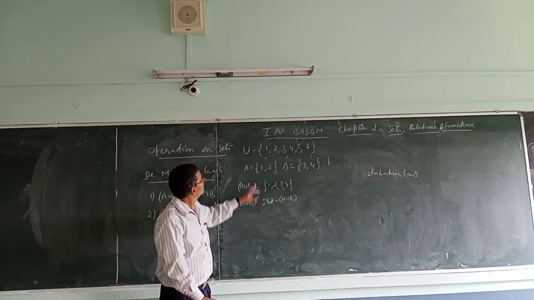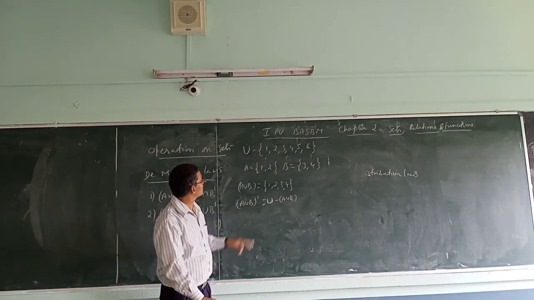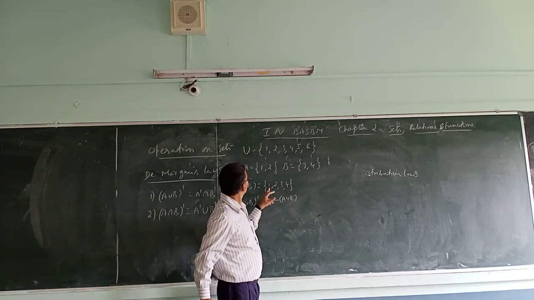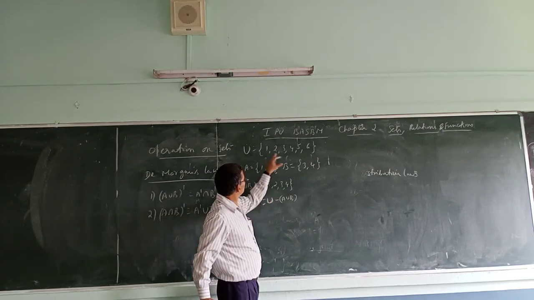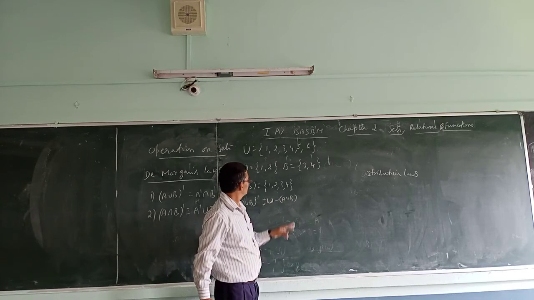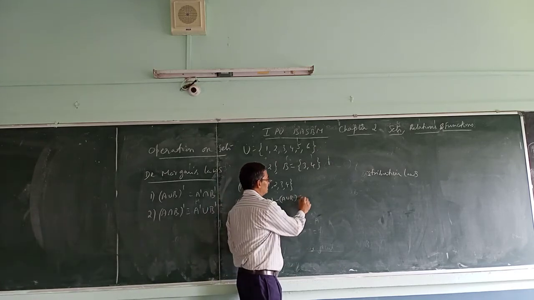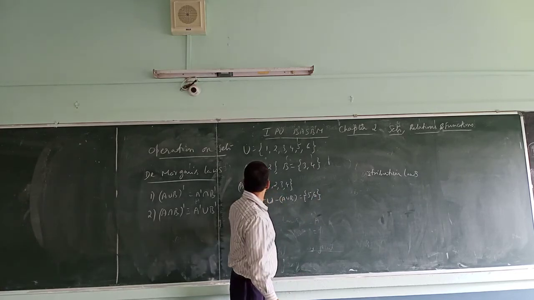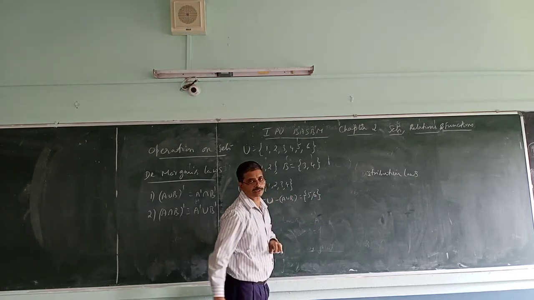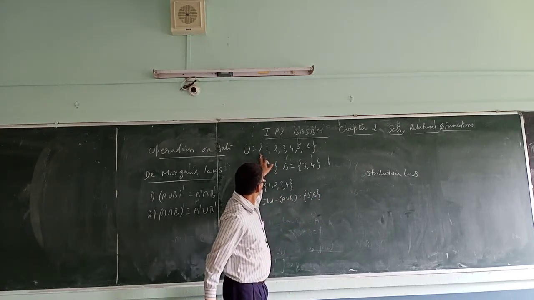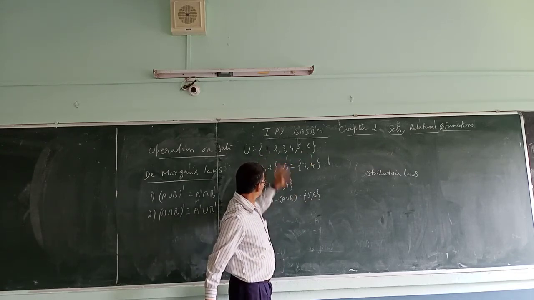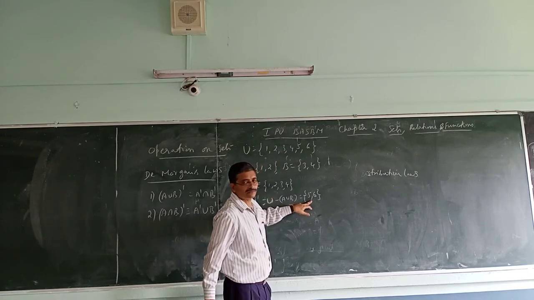What is that? U is {1, 2, 3, 4, 5, 6}, and A union B is {1, 2, 3, 4}. U minus (A union B) means remove 1, 2, 3, 4 from 1, 2, 3, 4, 5, 6. That is nothing but {5, 6}. So we will get 5 and 6.